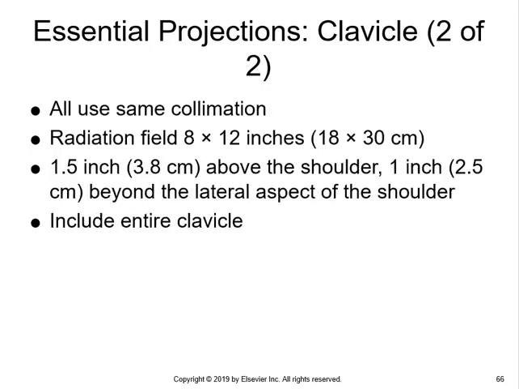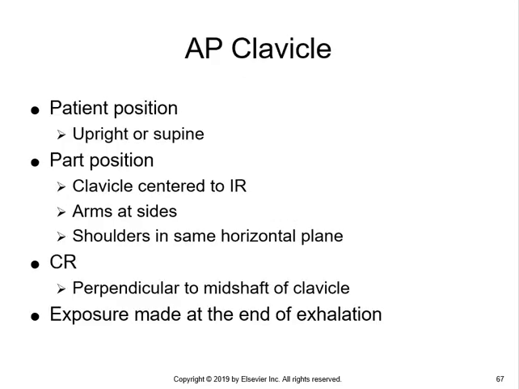So I'll use the same collimation. You can collimate down to just the clavicle itself, but in a lot of cases people use a collimated field a little bit larger than the clavicle alone at 8 by 12. The top of the image receptor should be about 1.5 inches above the shoulders and 1 inch beyond the lateral aspect of the shoulder. You need to include the entire clavicle all the way to the midline. And by midline, I mean the sternoclavicular joint.